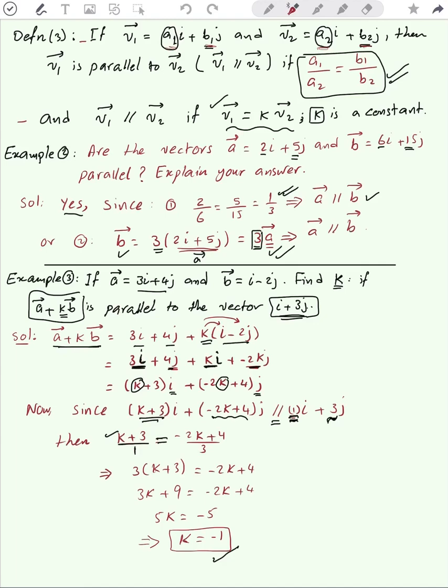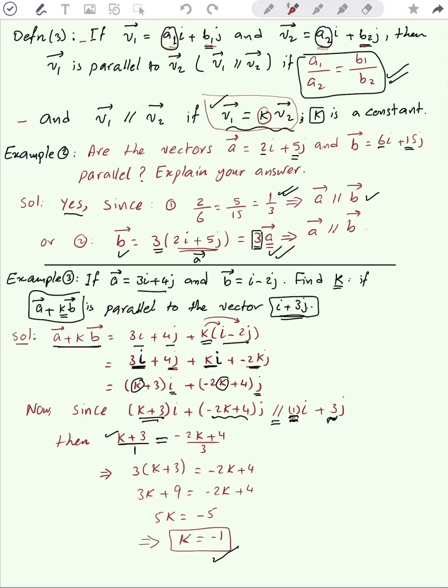And we may discuss or state the parallelness of vectors. We know this from O level: if a vector is a multiple of another one, or if a vector is multiplied by a constant number, we call it k in this definition, where k is a constant.